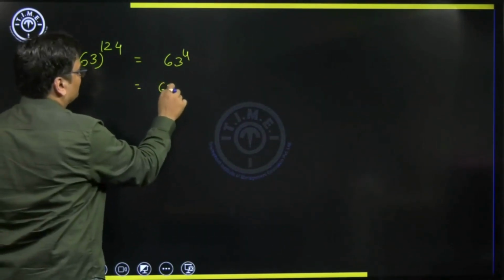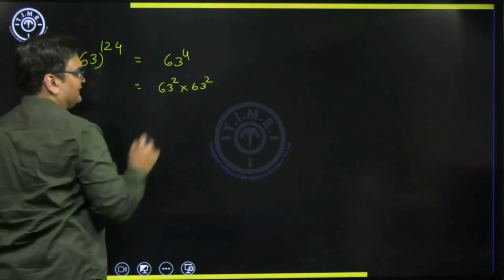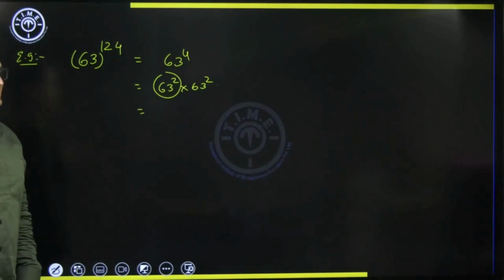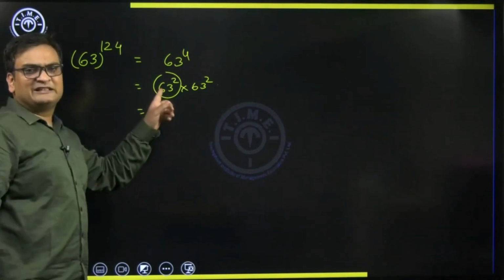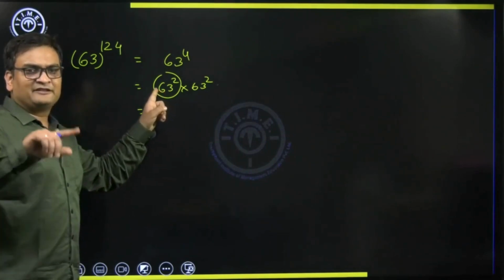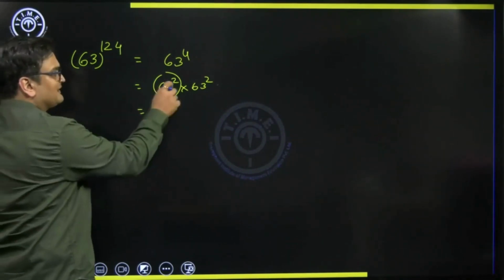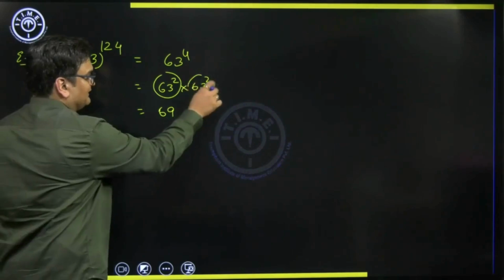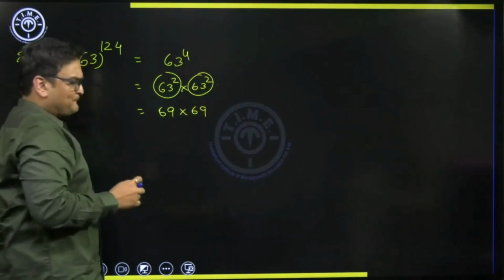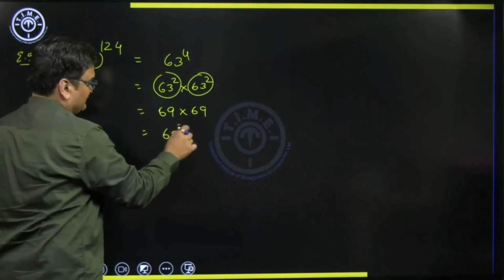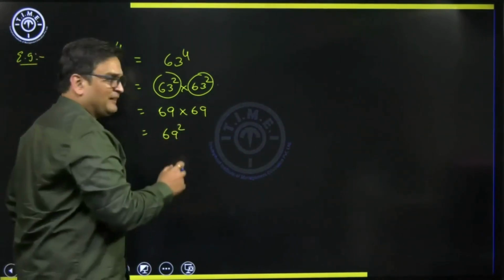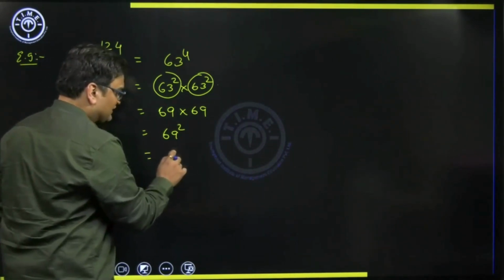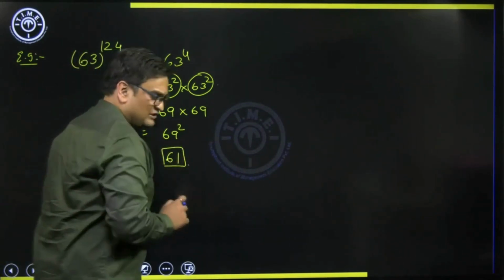Now, what is 63 power 4? Correct? Now 63 square, the last two digits will be same as 63 minus 50, the closest multiple of 50 is 50. The difference between 63 and 50 is 13. So the last two digits will be same as the last two digits of 13 square, which is 69. Same thing here, 69. So thus we will get 69 square. For 69 square, the last two digits will be same as 69 minus 50, which is 19 square, and 19 square we all know is 361. So hence the last two digits will be 61.